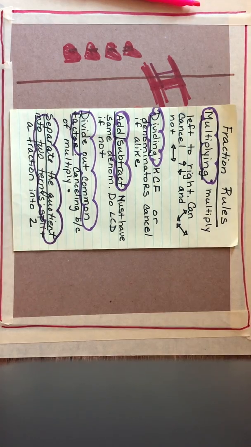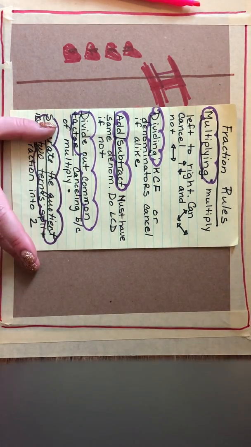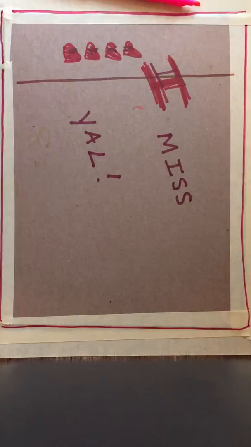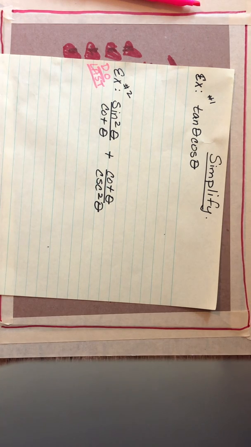All right, so we are going to go over basically an example from all of your homework problems because this is strange and you are going to feel strange. Okay, so let's go. Let's do an example like number 1 on your homework. It says simplify tangent theta cosine theta.